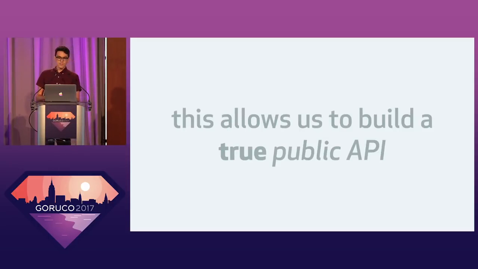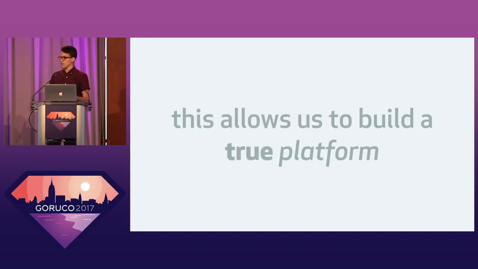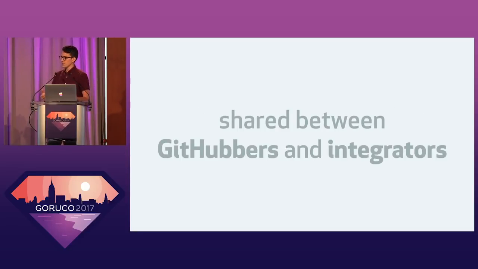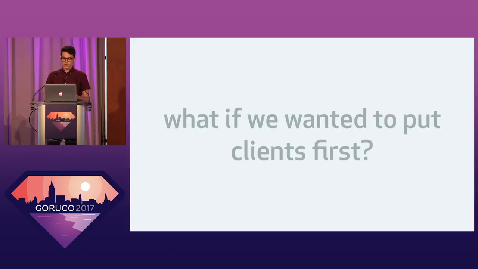And what this allows us to do is build a truly public API, something that's in sync with our features as they're released. But not only does this allow us to build just an API, this allows us to build a true platform, something that's shared between the product engineers at GitHub and our users, our integrators, the people that are building on top of this API. So going back to the question that I asked earlier, what if we wanted to put our clients first? Well, I believe that GraphQL is one way that we can do that.